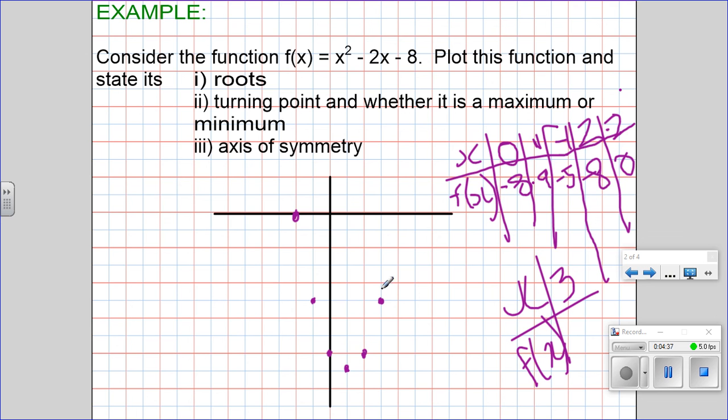And hopefully you can kind of see what's going on here. And if I put in my next point, if I put in 4 squared minus 2 times 4 minus 8, it's going to come out at 0. And what I have here is now the same shape on both sides of what we call the turning point, and I'll join this all up, and I promise it probably won't be neat.